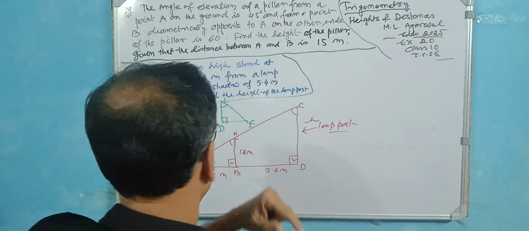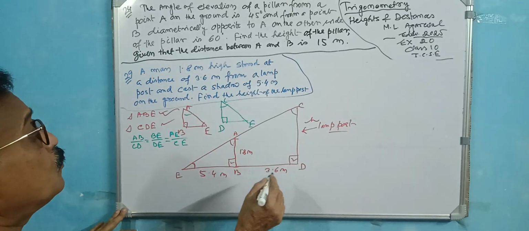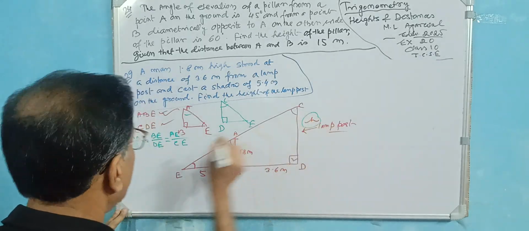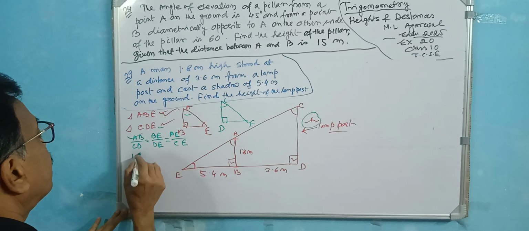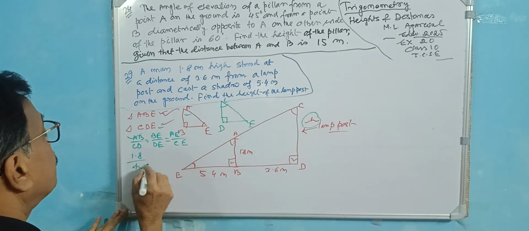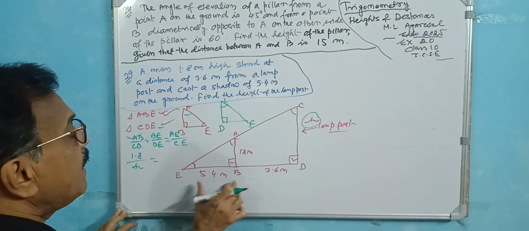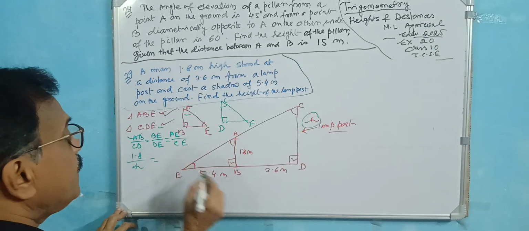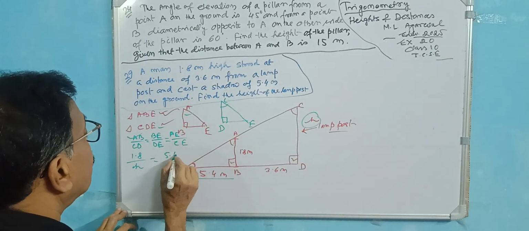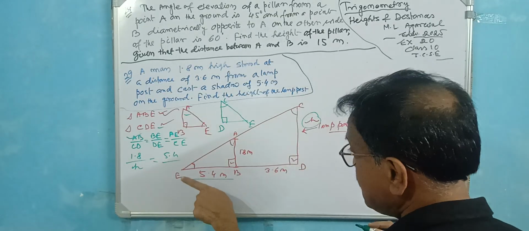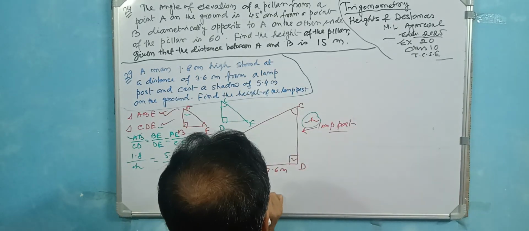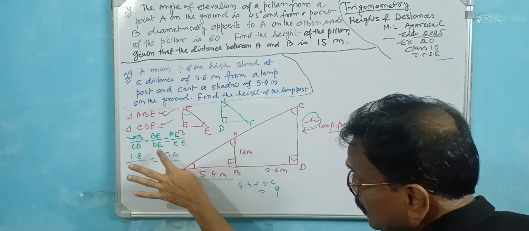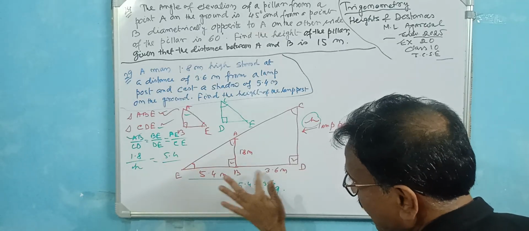Now, which one is known to you? This is AB, and this you find out, H. So AB is 1.8, CD is H. Now, which ones do you know? BE and DE. BE is 5.4. DE means this and this. Actually, 5.4 plus 3.6, that is 9. So DE is 9. Okay.